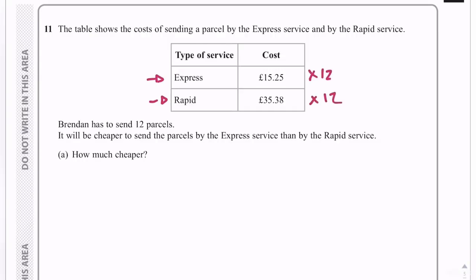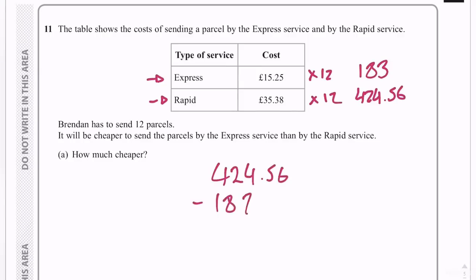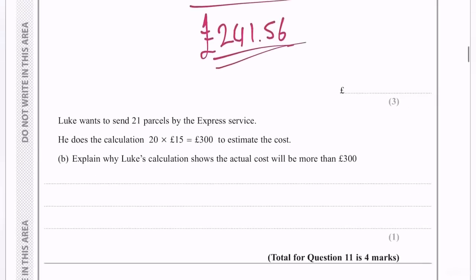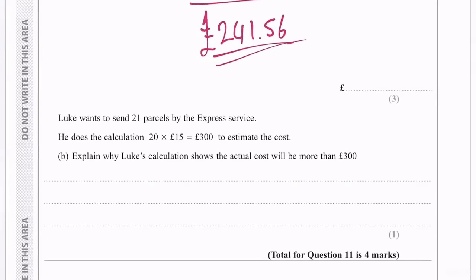We can do that on the calculator, so £15.25 times 12 gives us £183 for the express service, and £35.38 times 12 gives us £424.56 on the rapid service. So if we take them away from each other, 424.56, take away 183 on the calculator, leaves us with £241.56. Final answer there.